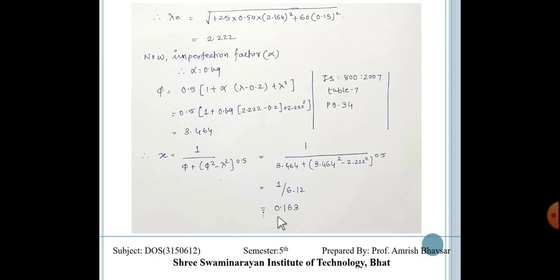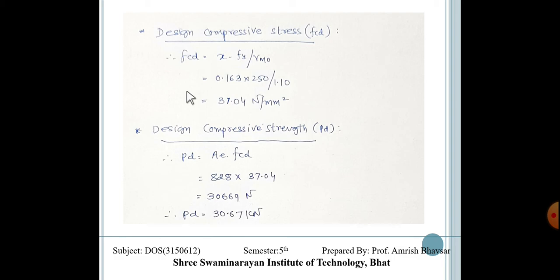Now we have the actual equation, that is fy upon gamma m0 into 1 upon phi plus under root of phi square minus lambda square. From there we separated this part and called it chi. Now the design compressive stress FCD is equal to chi into fy upon gamma m0. So we will get FCD, that is 37.04 newton per mm square. Now the design compressive strength, PD, is equal to AE into FCD. We have this AE and we have FCD, so it is 30.669 kilonewton as the compressive force.